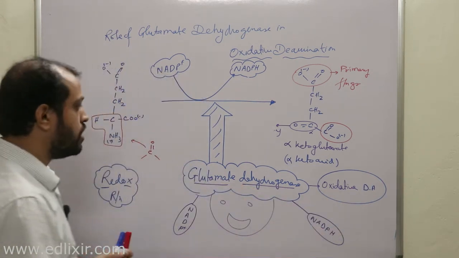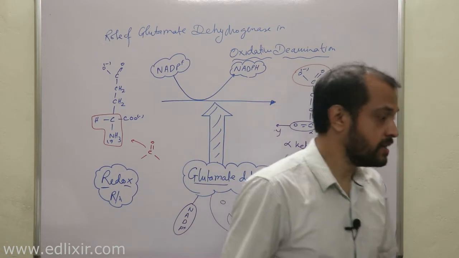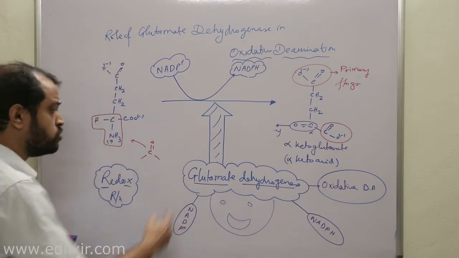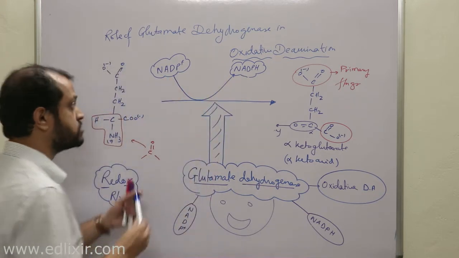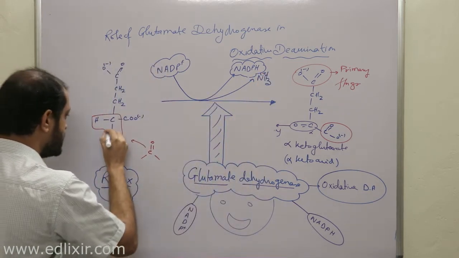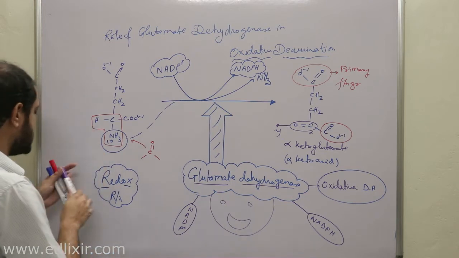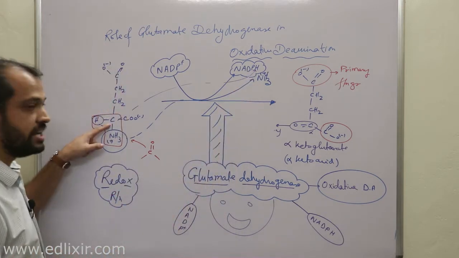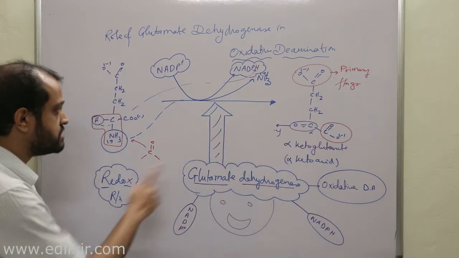But how can you understand what the function of glutamate dehydrogenase is when the reverse is occurring? Now listen, when glutamate dehydrogenase is performing oxidative deamination, NADP plus is getting converted into NADPH, and another thing is going out, that is NH3 plus. This NH3 plus is going out, and here a keto group is introduced. Clear?